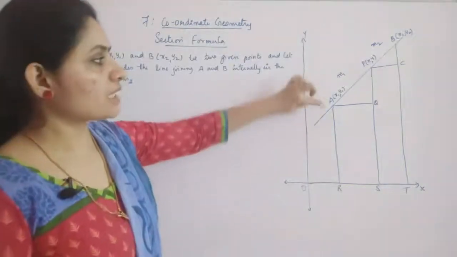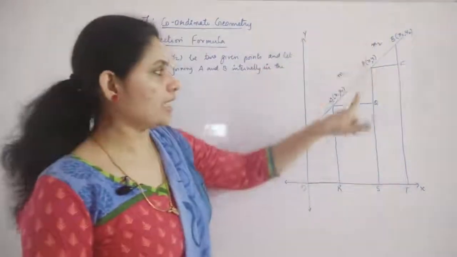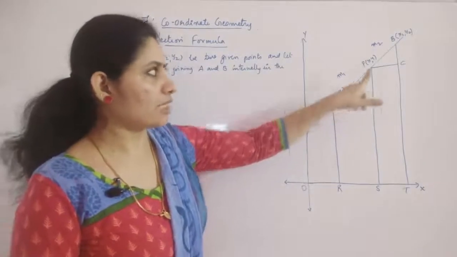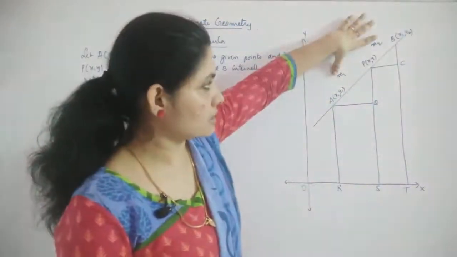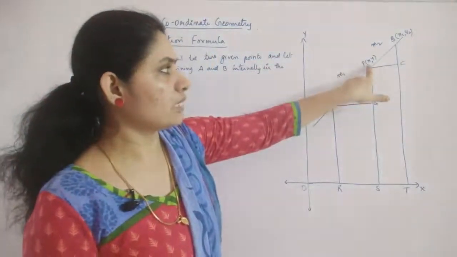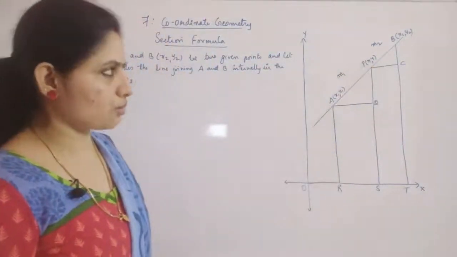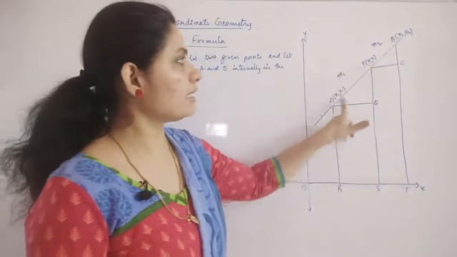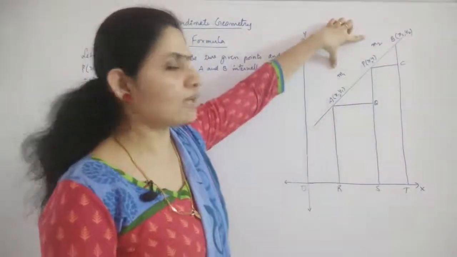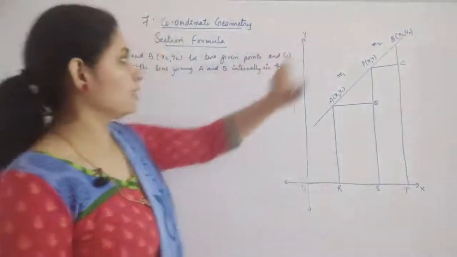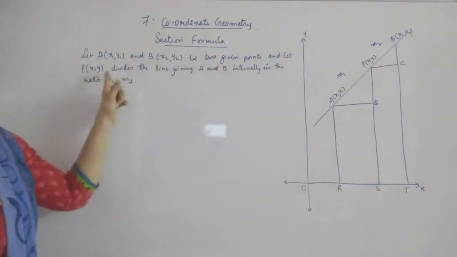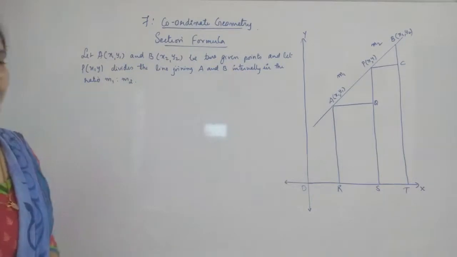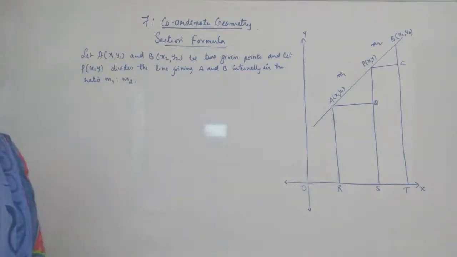Now we have taken 2 points A and B, A with coordinate x1, y1 and B with coordinate x2, y2, and the line joining AB is this one, and you have a point P whose coordinate is taken as x comma y, and this P is dividing AB in the ratio m1 is to m2 internally. So A and B are two given points, and P of x comma y divides the line joining A and B internally in the ratio m1 is to m2.